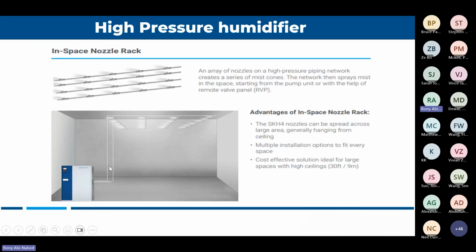And then you can have these nozzles, a rack of nozzles, installed directly into the space, or they can be installed inside the air handling unit itself. Pay attention, if you put it inside the air handling unit, depending on capacities, you'll need at least 4 to 5 feet of absorption distance to make sure that it's absorbed. Or if you put it in the space, you need a high ceiling to also make sure you're not wetting the people or whatever product is in the space.